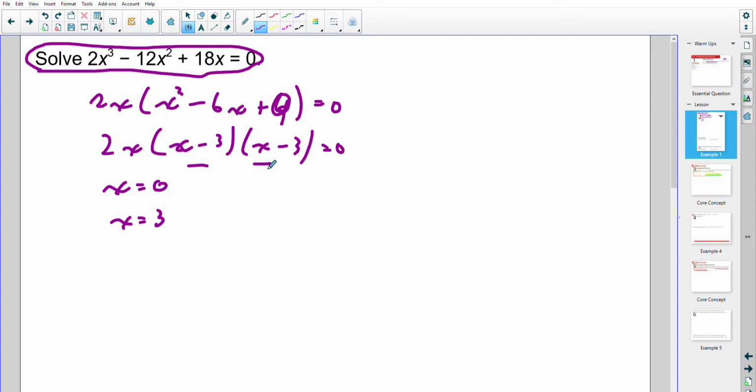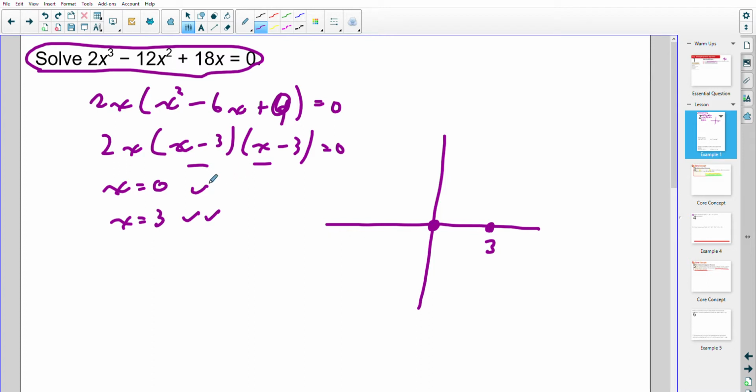There are two solutions here. It's a double solution, which means that there are actually two x-intercepts at 3. And so if I want to graph this, what I want to do is put in my x-intercepts, but at 3 realize that instead of going through 3, it's going to bounce off of 3.